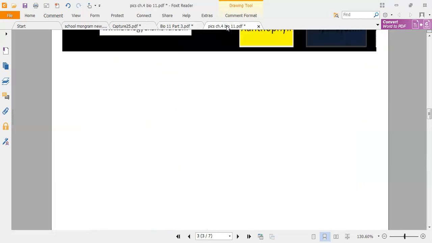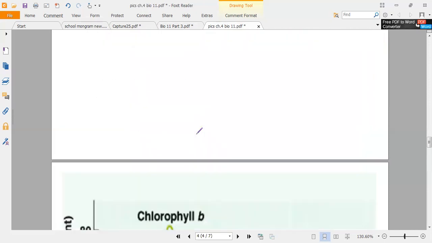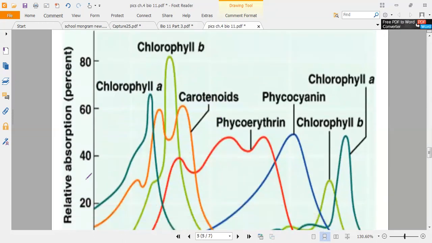They have taken lots of readings by spectrophotometer. You can see this here, this is a spectrophotometer. In it, the sample of pigments is placed and a beam of light is passed inside this sample, and here we can get the reading of absorption of the different wavelengths of light. So you can see here in this graph, that is the absorption spectrum, and you can see chlorophyll A.